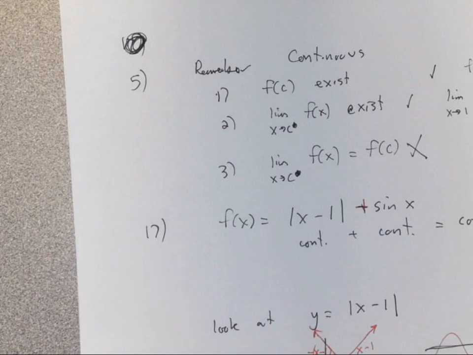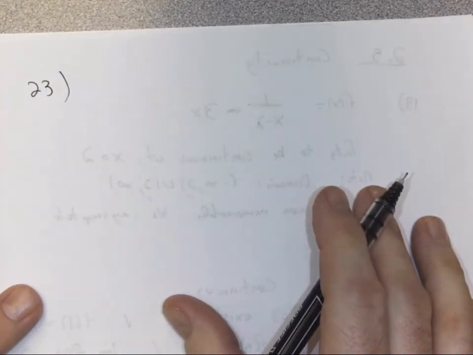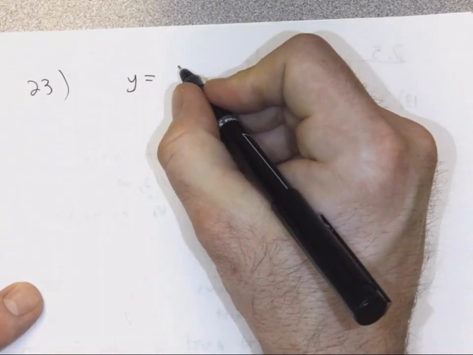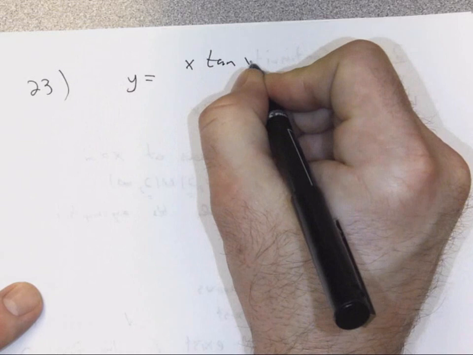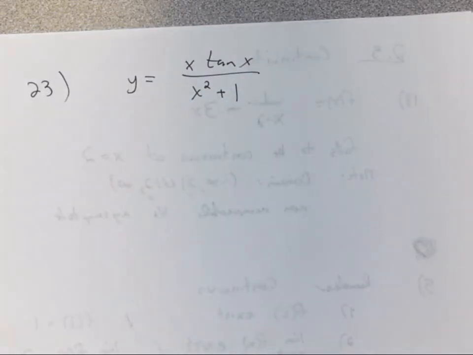23. Oh, this is a good one. I know what their answer is in the back, but I'm going to give you the one that's correct. So, 23 says y is equal to x times the tangent of x, all divided by x squared plus 1. All right, so back to our rules.